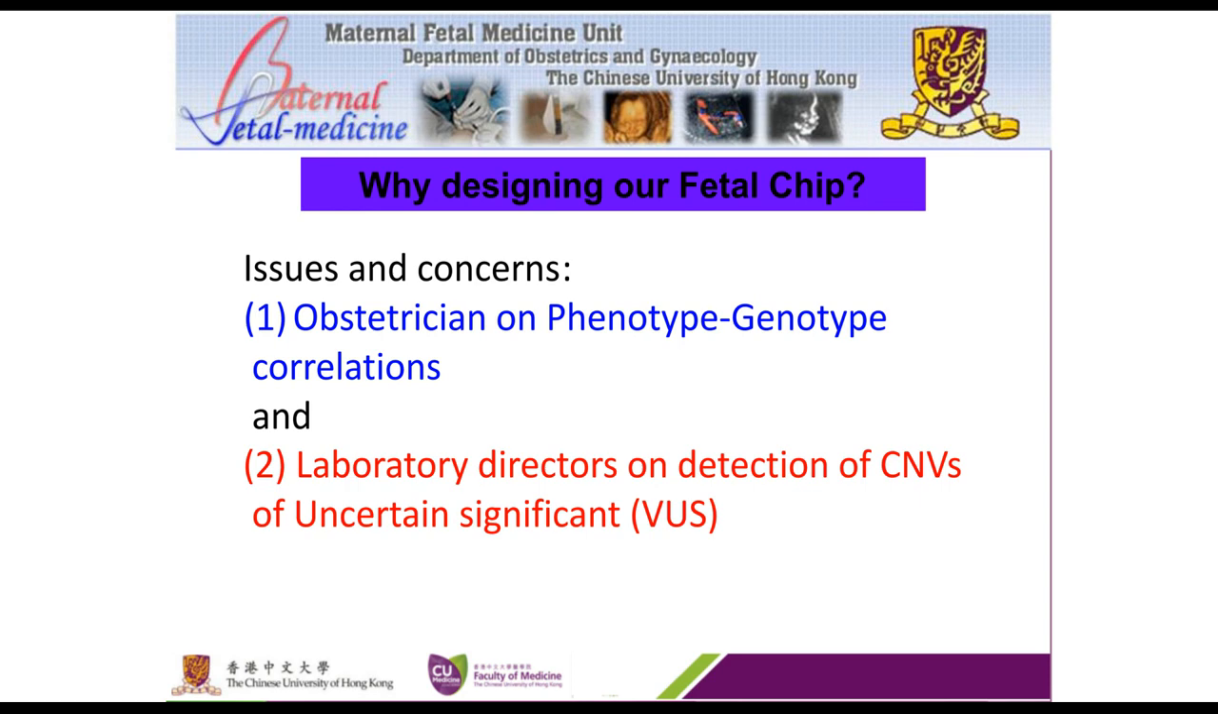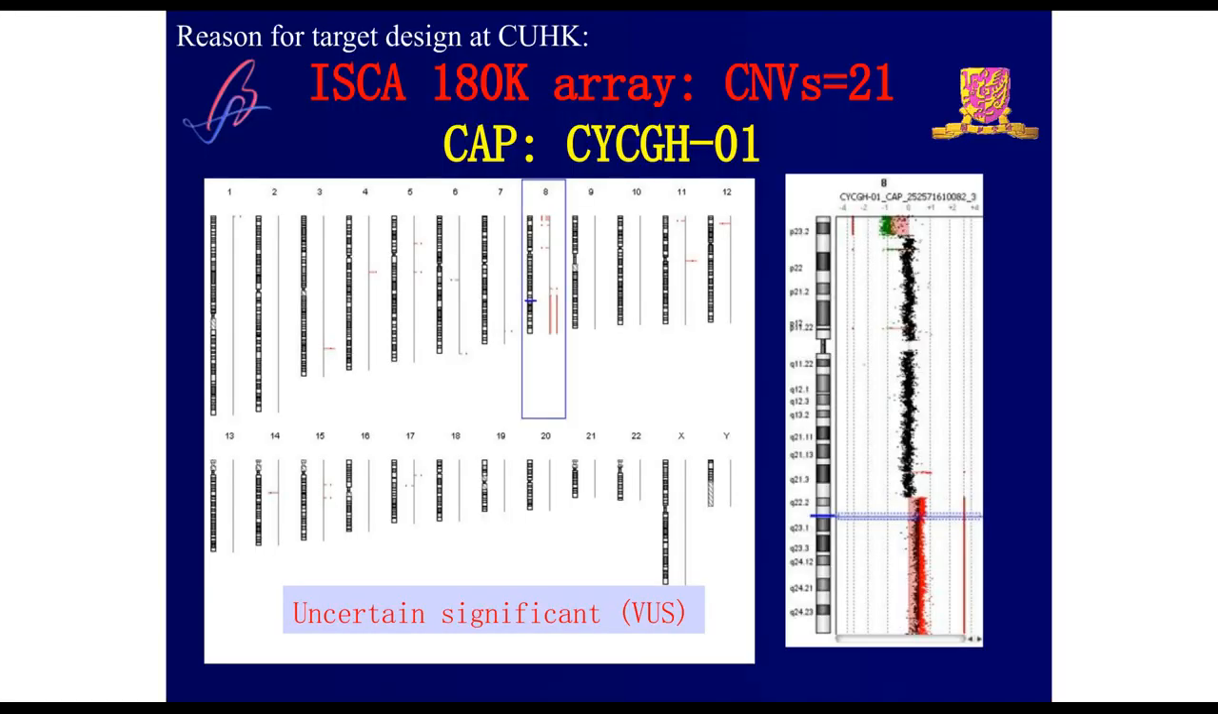And this is not just on one array design. You can see this is another, an ISCA array, and at that time that was one of the most popular used clinically. You can see that this is a CAP QAP result. In this sample, although we can detect deletion and duplication on chromosome 8, again there are many variants of unknown significance. There are a total of 21. So it makes the interpretation very difficult for a routine diagnostic lab.